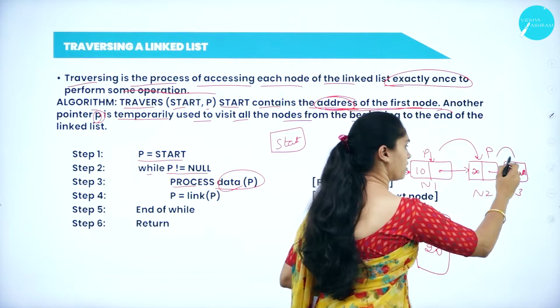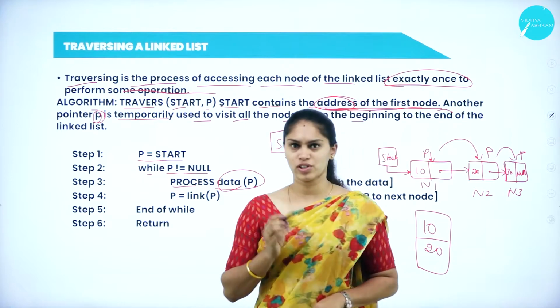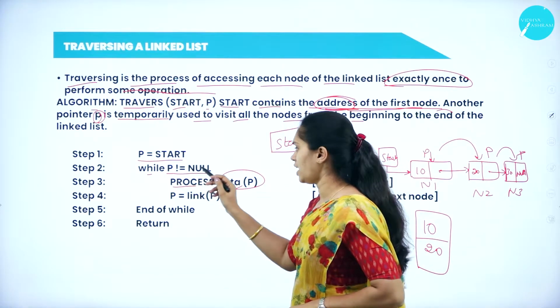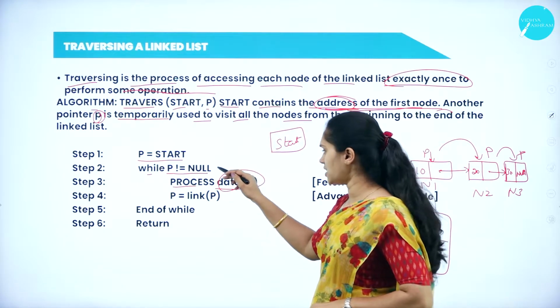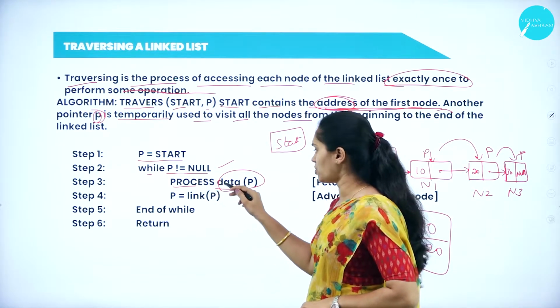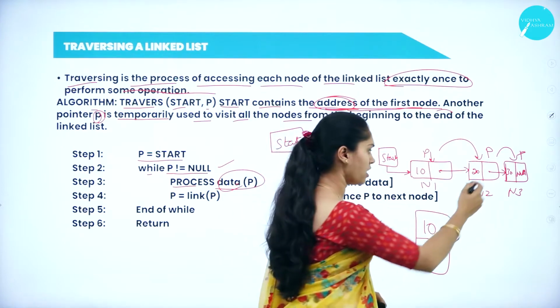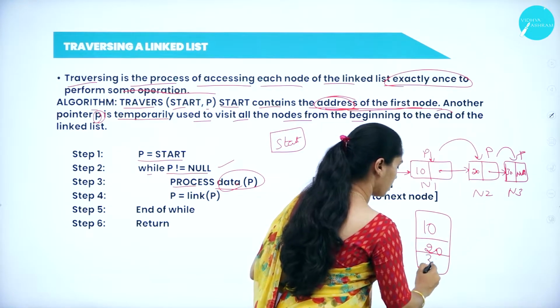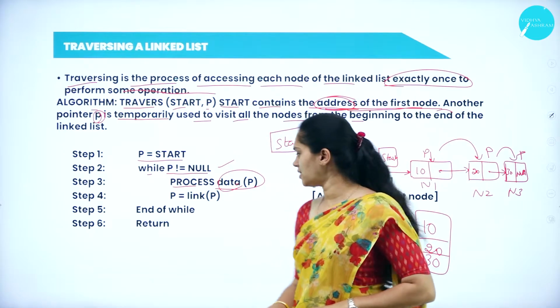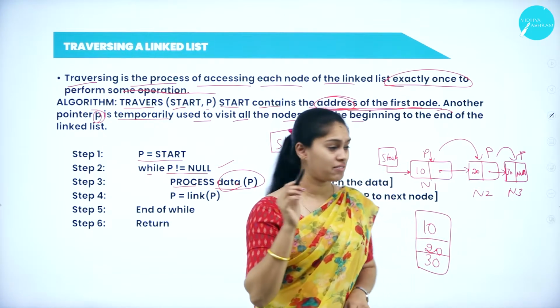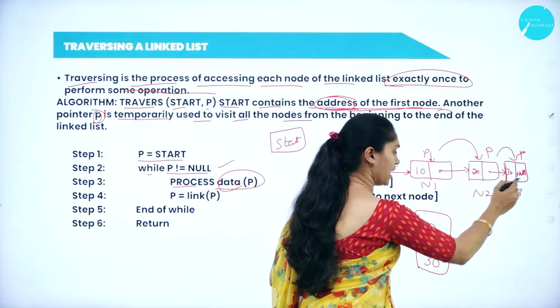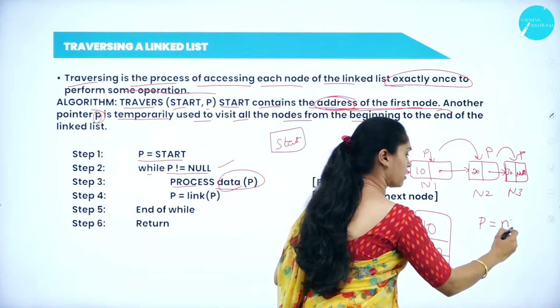So this P will come here and I am going to check P not equal to null. So here, is P not equal to null? Yes, it is true. Then it will also process the data of P. So what is there in that third node? That is 30. Then again P is equal to link of P. So what do we have in P right now, what is the link? P is equal to null right now.